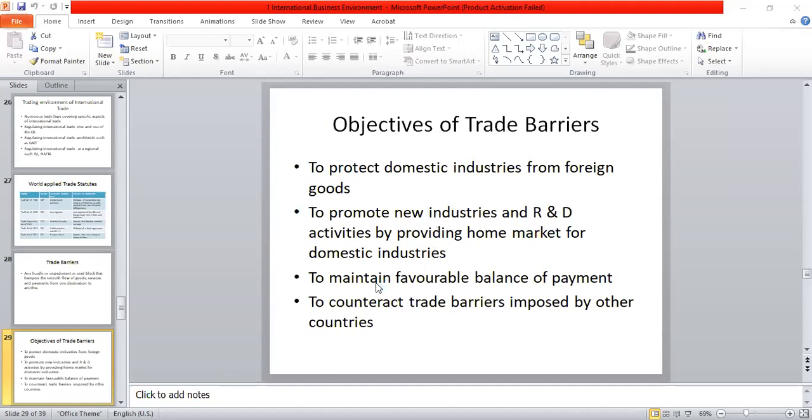Then the next objective is to maintain a favorable balance of payment. BOP stands for balance of payment. For that purpose also, trade barriers are needed. And then, to counteract trade barriers imposed by other countries.